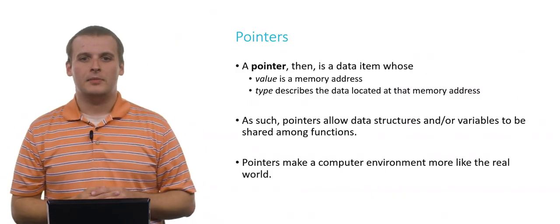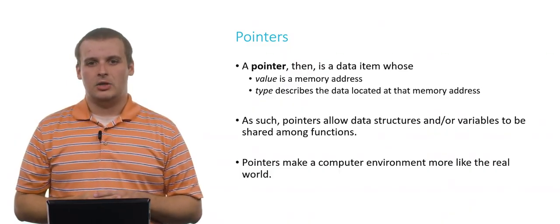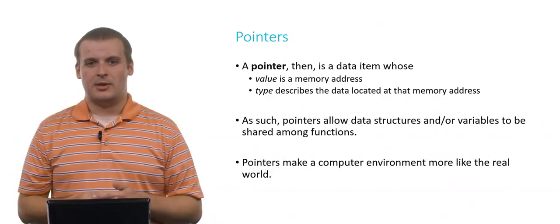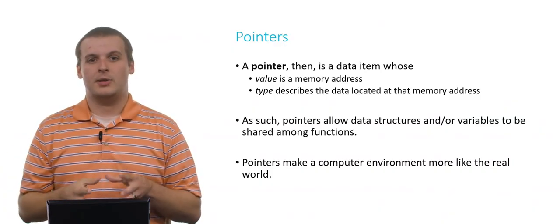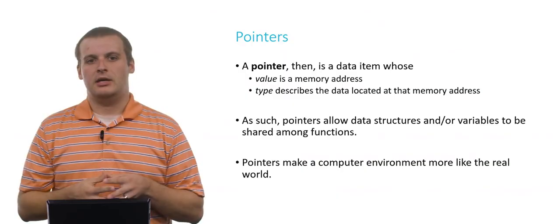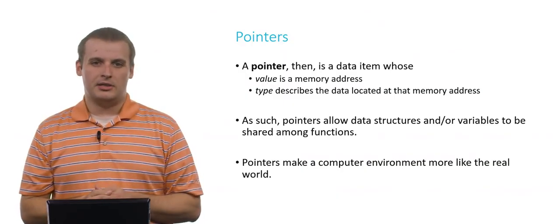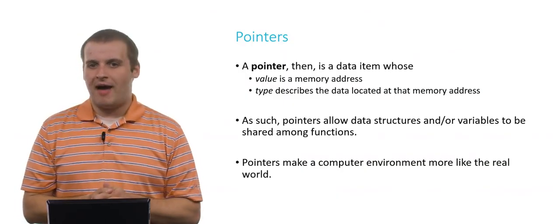So what is a pointer? A pointer is a data item whose value is a memory address. That was that 0x80 stuff going on. That was a memory address. That was a location in memory. And the type of a pointer describes the kind of data you'll find at that memory address.